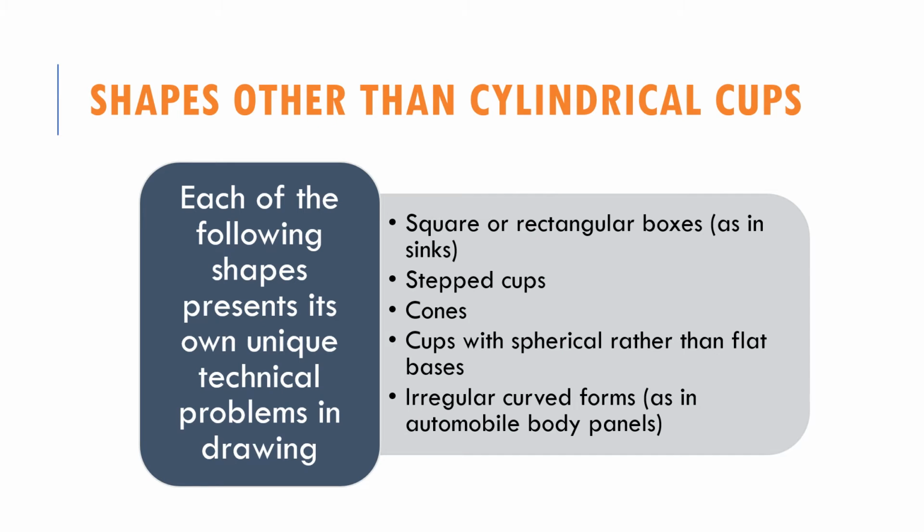The other shapes that we can produce other than cylindrical cups are square or rectangular boxes, as in the sink, as an example of the product. And then we have step cups, cones, cups with spherical rather than flat base, and irregular curve forms as in automotive body panels. Each of these shapes presents its own unique technical problem in the drawing.